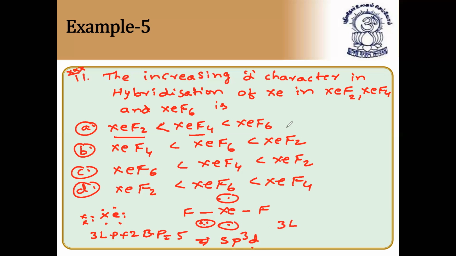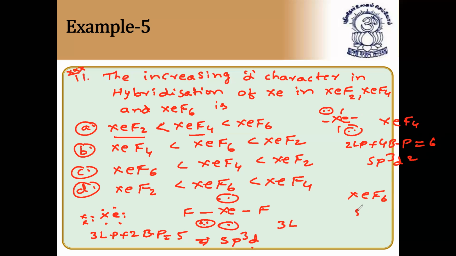sp3d. Similarly, xenon tetrafluoride has 4 bond pairs along with 2 lone pairs because total 8 electrons. So 2 lone pairs plus 4 bond pairs is equal to 6. So it is sp3d2. And similarly for XeF6, sp3d3. So D character is more in XeF6. Next is sp3d2. Least is sp3d. So the order is XeF2 less than XeF4 less than XeF6.